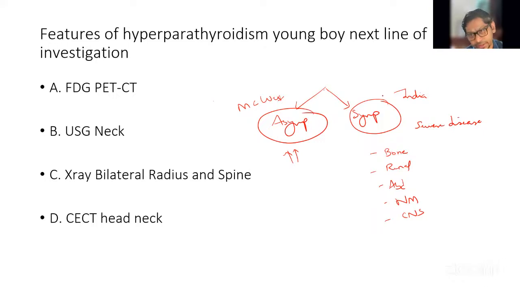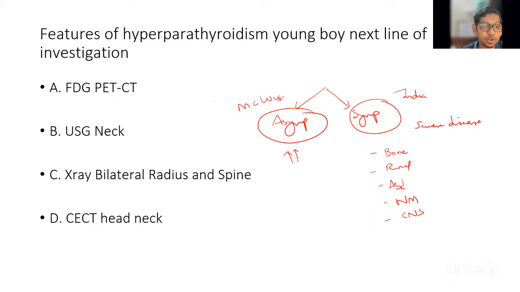So these are the different symptoms that a patient with hyperparathyroidism can present. Remember, you may not be given a question directly like this. You may be given a clinical scenario. You may be given some biochemical investigations also, and then they may twist these kinds of clinical scenarios to ask you what is the next line of investigation. So what is the next line of investigation in this patient?